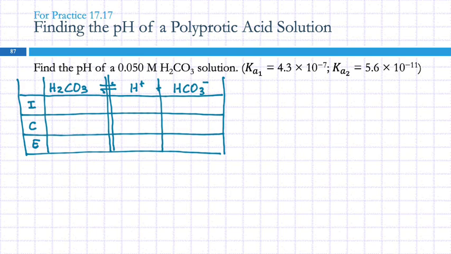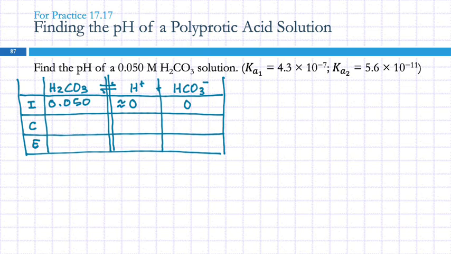We are given the concentration of H2CO3. This is the initial concentration. So I'm going to write that in here under H2CO3, 0.050 molar. It doesn't say anything about hydronium ion or hydrogen carbonate ion. What are the initial concentrations of these? 0. So hydrogen carbonate ion is definitely 0. Hydronium ion technically is 10 to the minus 7, right, because that's neutral water, but that is so small that we can consider it to be 0.